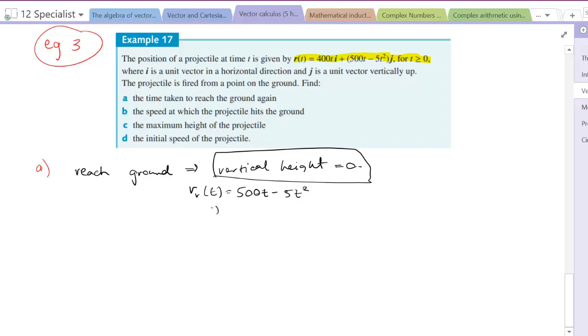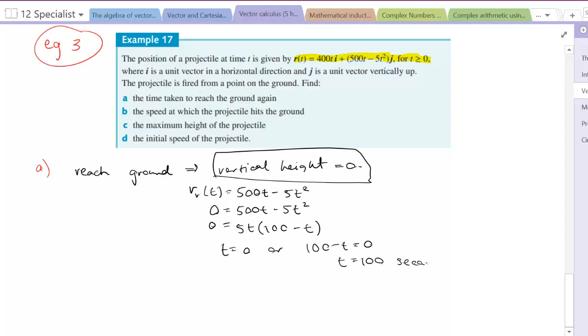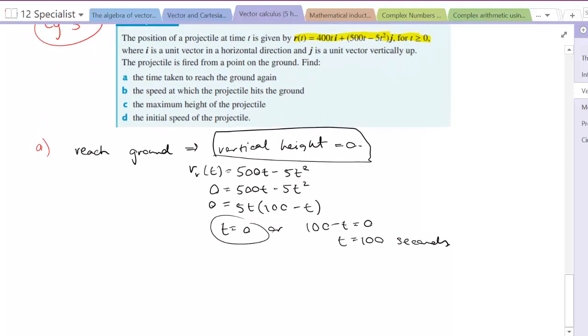And when we set that equal to 0, we end up with something that's a relatively simple solve. The common factor here is 5t, and we're left with 100 subtract t. Using the null factor theorem, we get t is equal to 0, or 100 take t is equal to 0. So we end up with t is equal to 100 seconds. Now it's not going to be t equals 0, that's the initial time. So the time taken to reach the ground again will be 100 seconds.